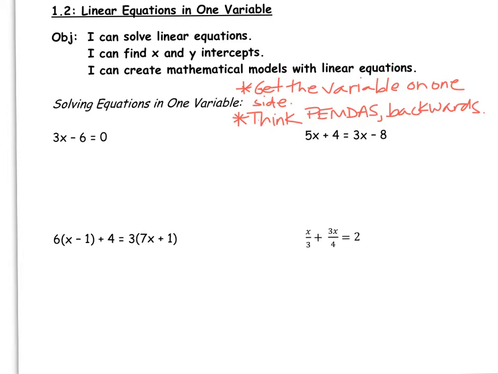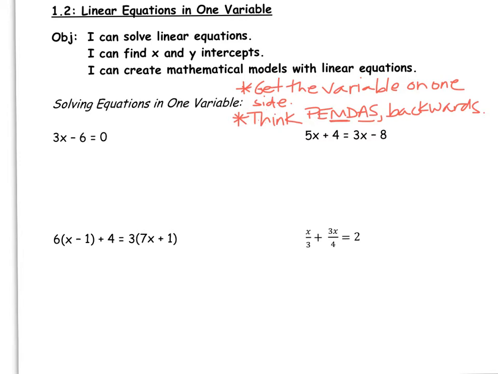To get the variable by itself, think about the order of operations PEMDAS, but work that backwards. Get rid of anything that's being added or subtracted first, then get rid of anything that's being multiplied or divided to that variable. Let's see some problems in action.